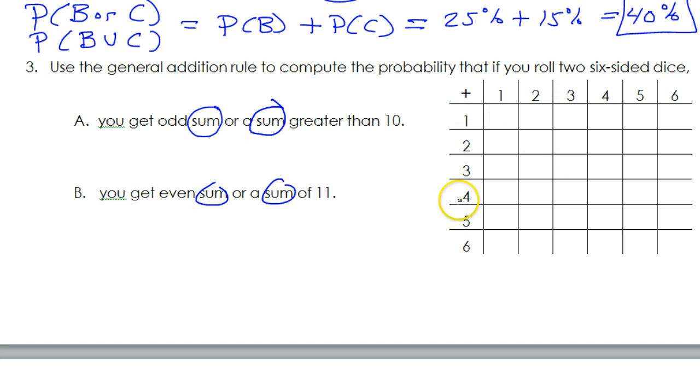For example, I'll just randomly pick one. Let's say the first die you rolled a 3, and on the other die you rolled a 4. So that would be this square right here. What would be the sum? It would be 7. If you rolled a 3 on one and a 4 on the other, that would be 7. What about this element right here? This would be a sum of 4, 2 plus 2.